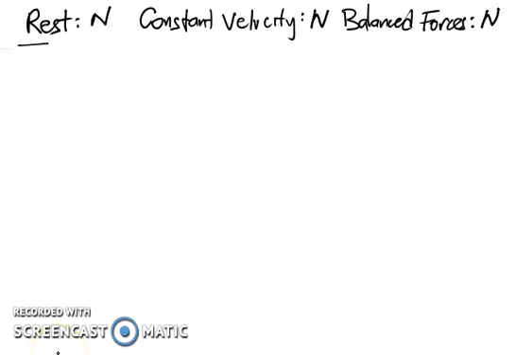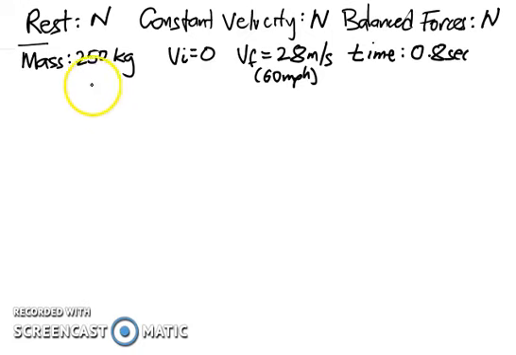To analyze this on the worksheet, let's go ahead and give it some of the parameters that we know about. The mass of the motorcycle and rider is 250 kilograms. The initial velocity, it started from rest, a standing start, so we know the initial velocity was 0. The final velocity, at least at the end of the 0.8 seconds, was 60 miles an hour, which I've converted into 28 meters per second, and the time listed at 0.8 seconds.